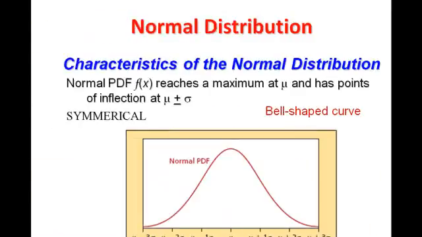So, the characteristics of a normal distribution. Well, this is called a probability density function. And here's our normal curve. Underneath this bell-shaped curve is area. And this area is what becomes our probabilities.